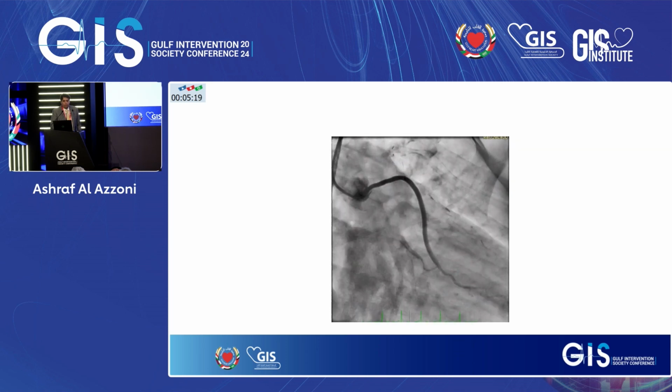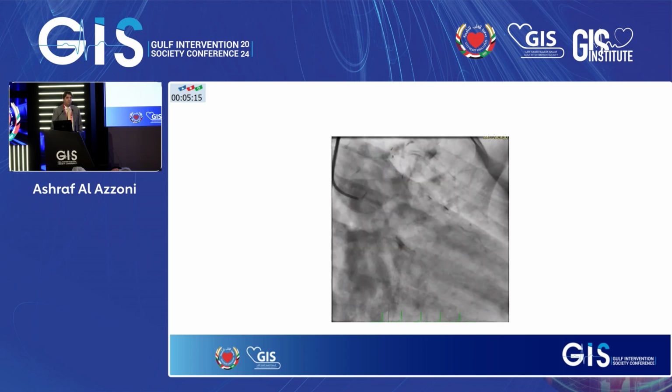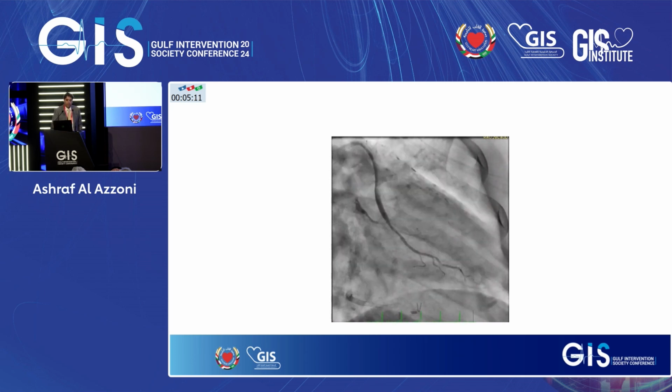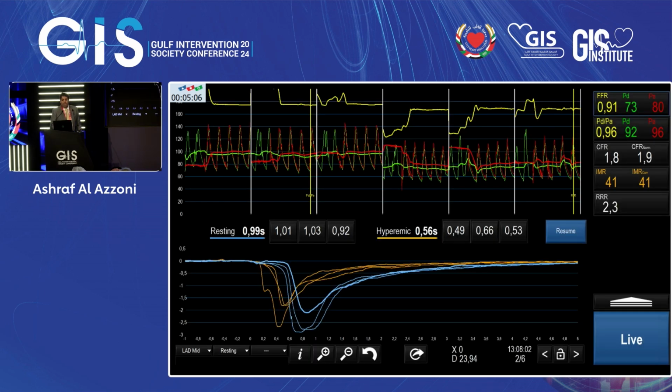And the graft to OM1 was patent. So now the question is, why is this patient still having angina? Why is this patient having CCS 3 to 4 angina? So in his case, we did the microvascular physiological assessment, and contrast this with the first patient I just presented.